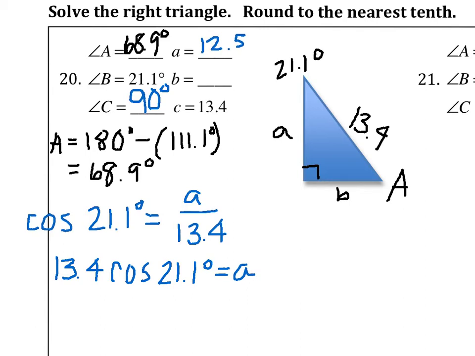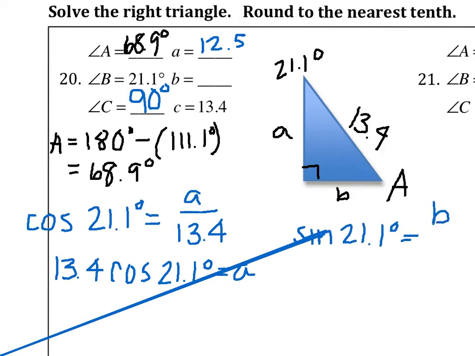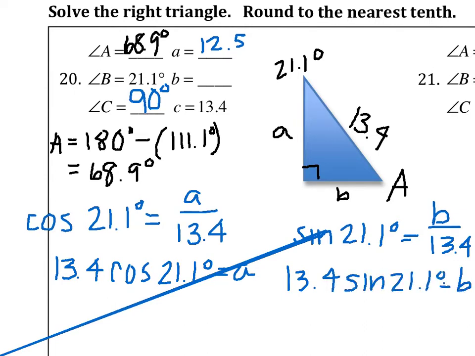Now we have options. I could either use sine to help us find that other missing side for B, or we could use the Pythagorean theorem because we know that this is a right triangle. So it is definitely open-ended as to what we want to do. Just for practice, I'm going to go ahead and use sine. So I'm going to do sine of 21.1 is equal to B over 13.4. So 13.4 times the sine of 21.1 is equal to side B. So we end up getting that side B is equal to 4.8.